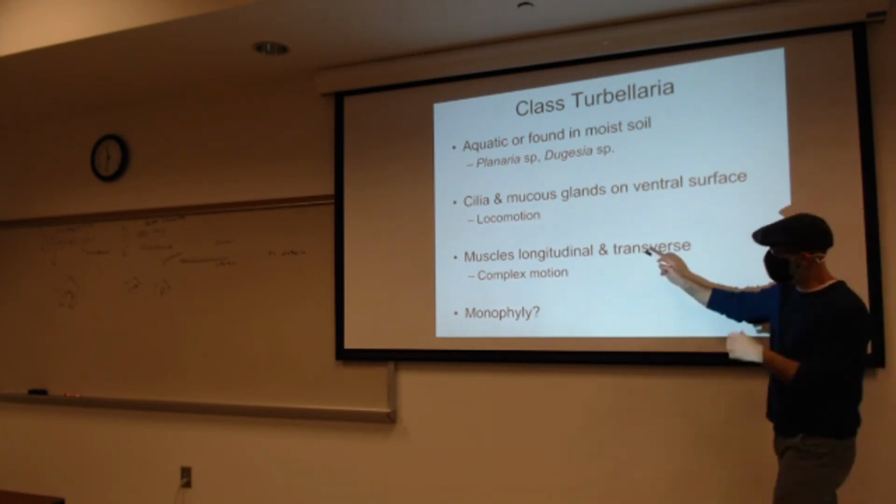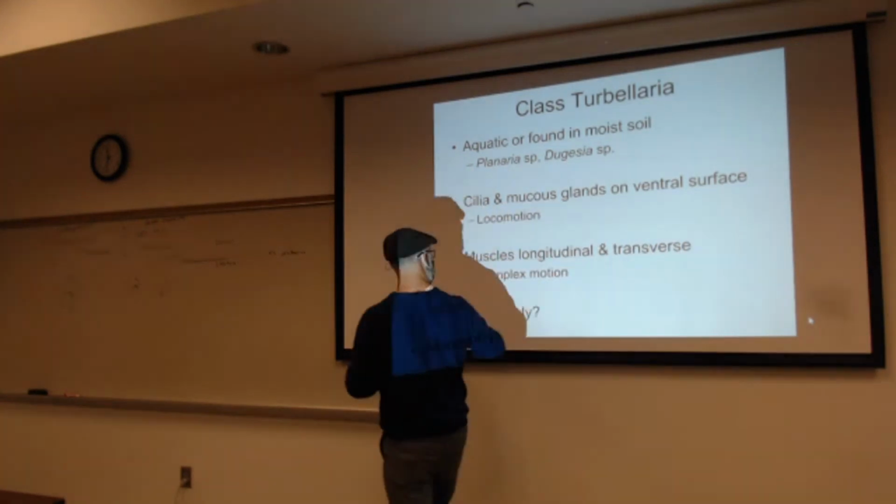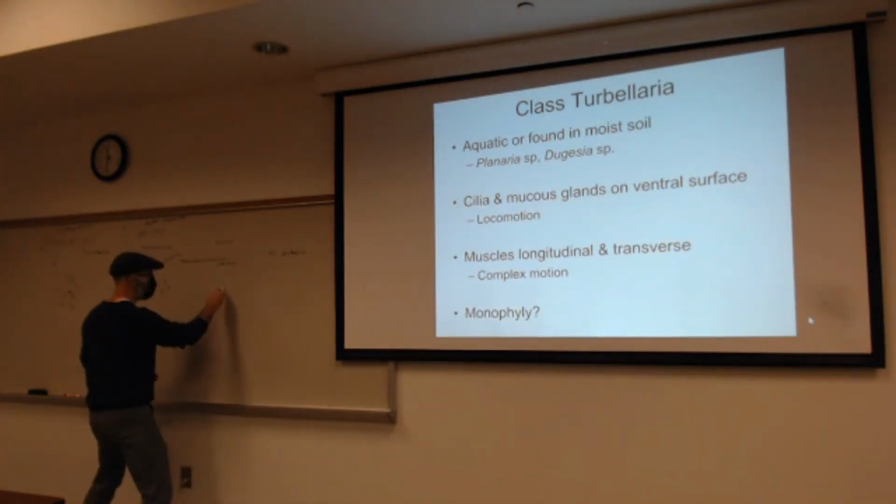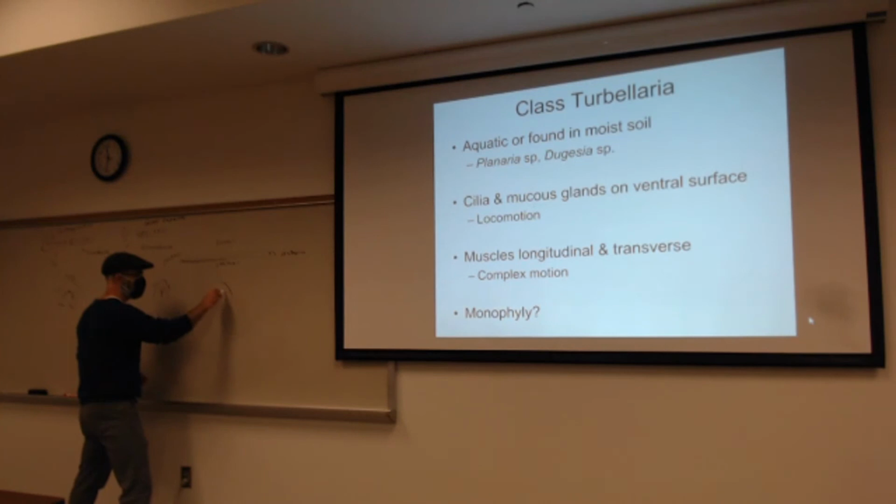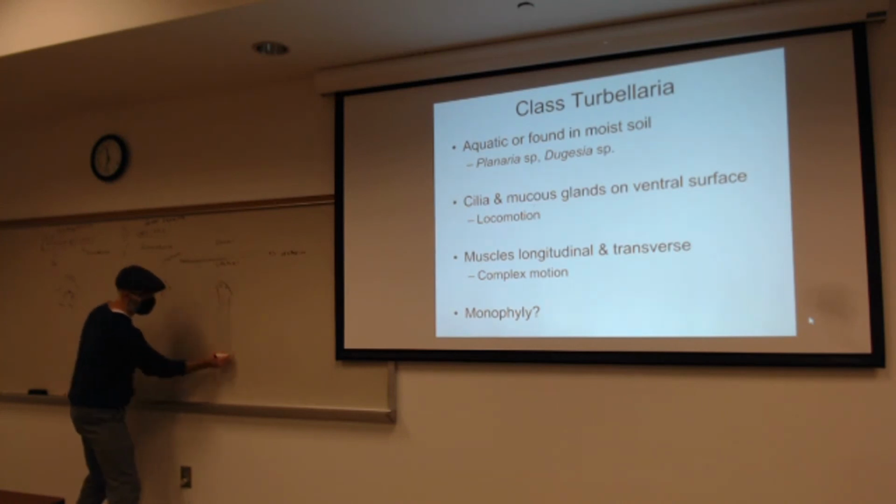They have muscles that are both longitudinal, so if this is our worm here, they have longitudinal muscles. It's like a longitudinal cross section, or longitudinal section, longitudinal and transverse muscles.